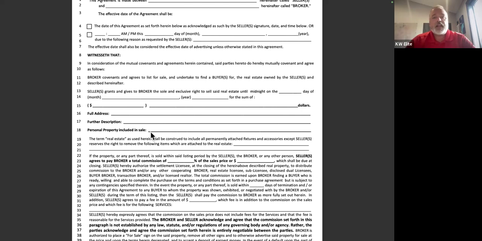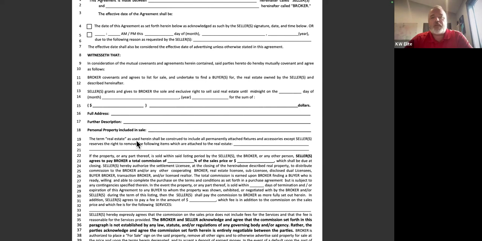Now, I will say this, no matter what you put on here, the offer supersedes this, meaning even if you put on here that the refrigerator does not go with the property, but the offer comes in and asks for the refrigerator and the seller signs it, they're on the hook for leaving that refrigerator. So just double check your offers and things along that line.